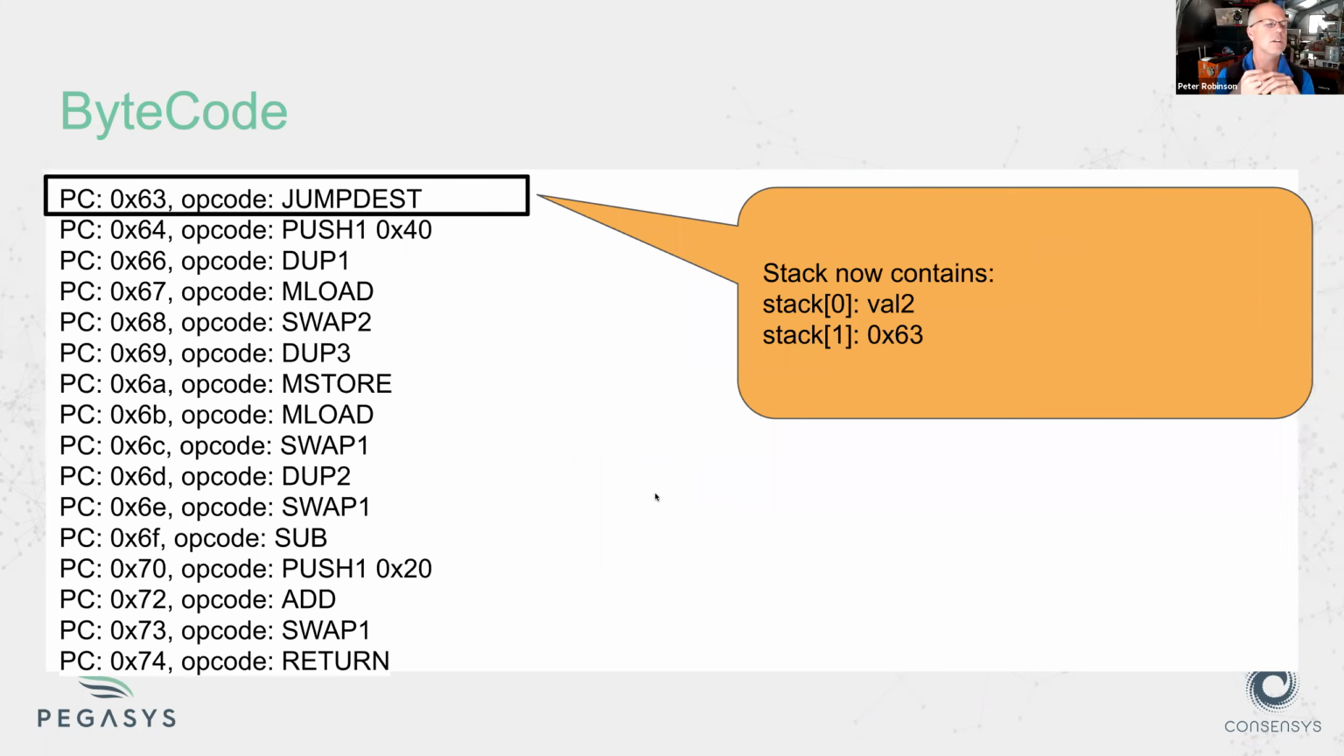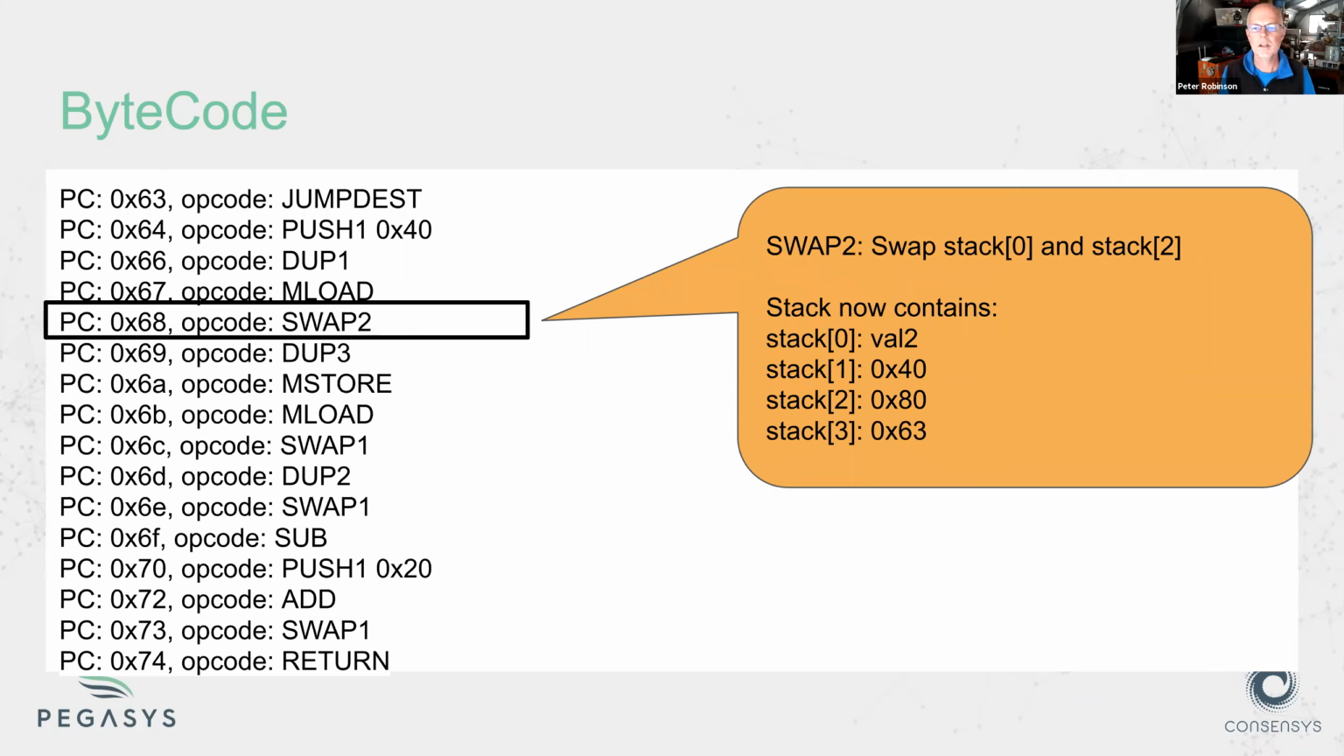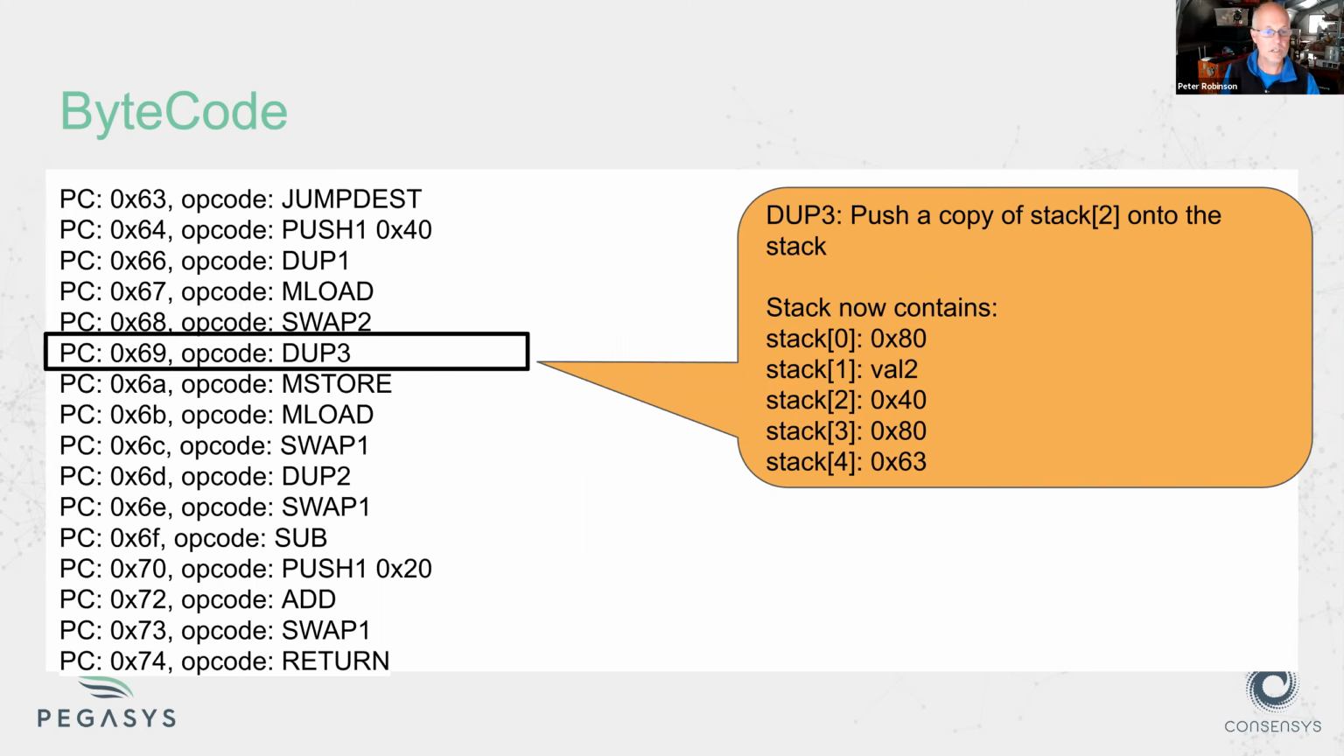And once we get to location 63, now we've got this on the stack. And you'll notice that stack 1 is never going to be used. But val2 will be, so stack 0. So we load up the free memory pointer. And then we manipulate the stack. And then we duplicate that free memory pointer. So we swap the free memory pointer down and then duplicate it back to the top of the stack.